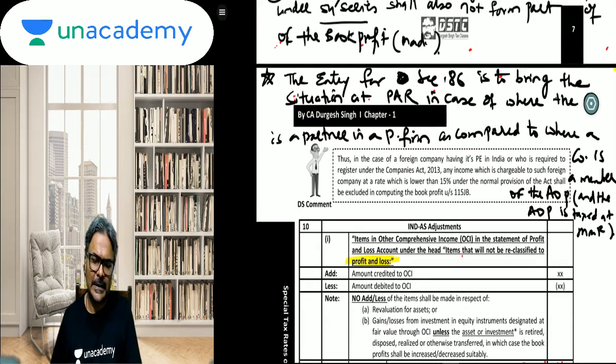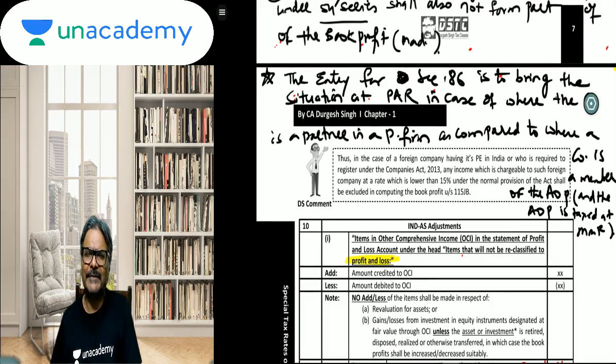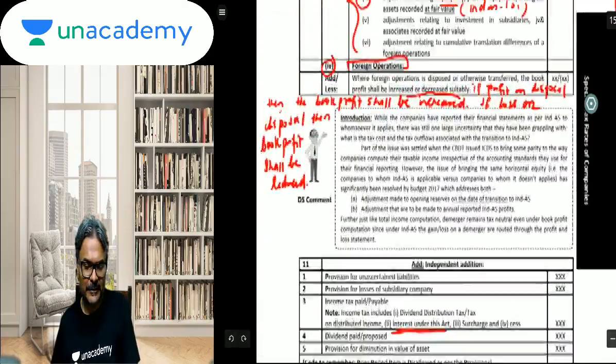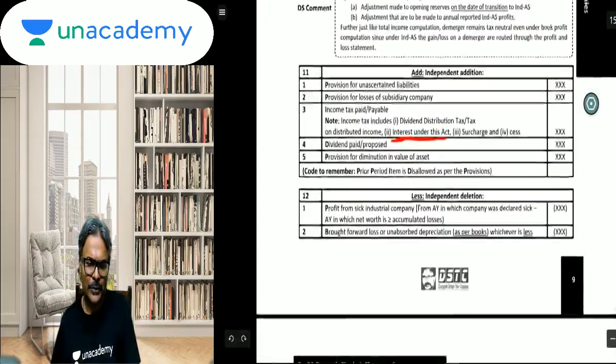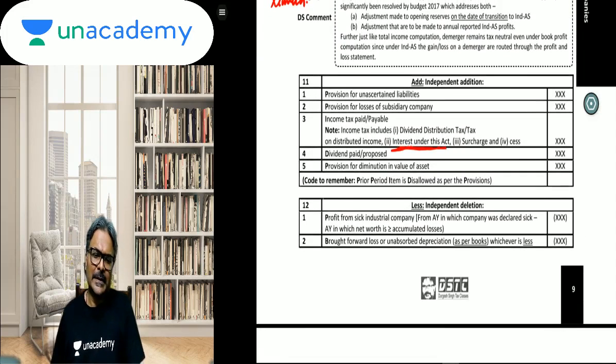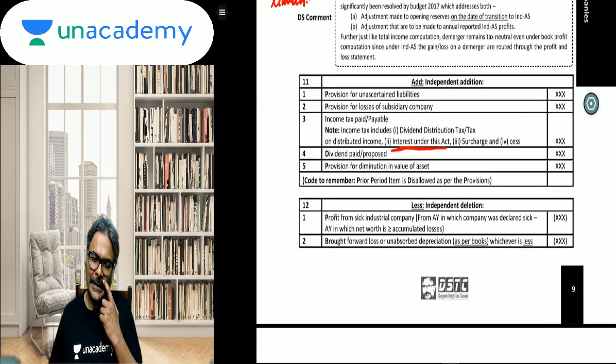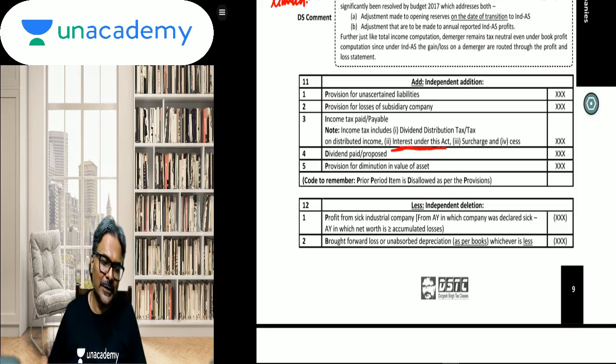Fine, students. Now, can you see in this point number 10, which is about index adjustment? I told you, index adjustment in the next part. A very important adjustment of index, which we'll do in the next part. Now, please come to, students, add to this the independent additions. What are the independent additions, students, that you will have to make?